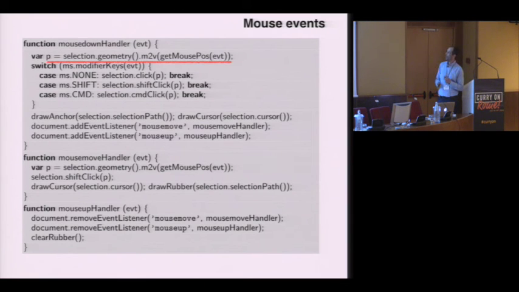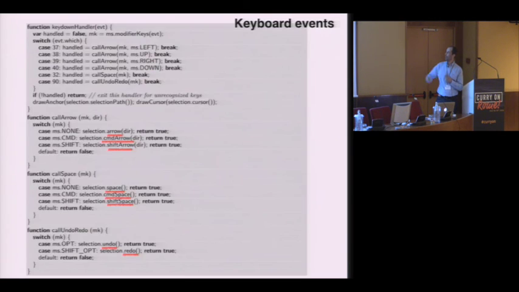And now what happens here? This is like mouse event, mouse down handler. You take the click point, and then you just call these functions. That's it. The same with mouse move. Nothing else needs to be done. Here's some keyboard events. The same thing. You just figure out what are the keys that were being pressed, and you call those functions. You get a fully functional multi-selection feature.